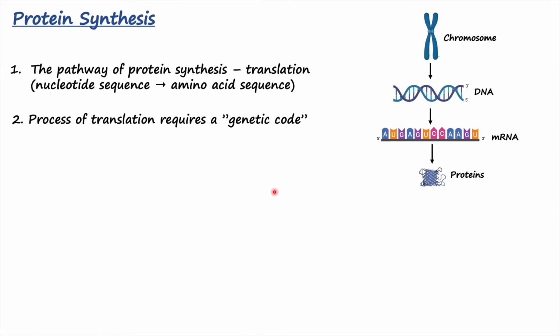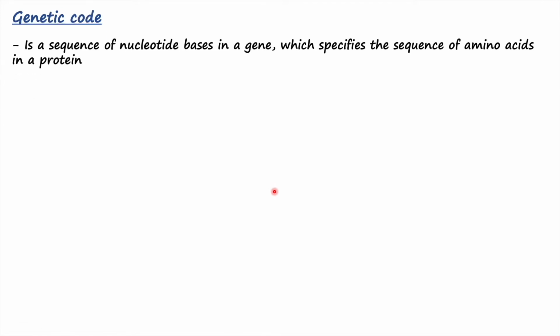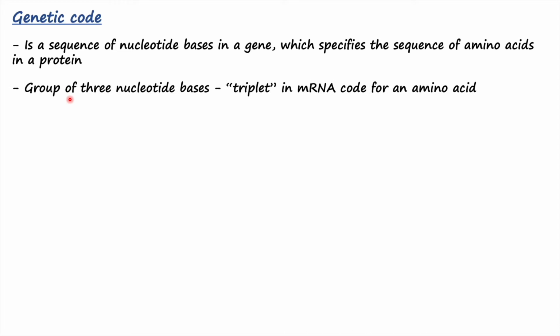So let's talk about the genetic code. And what is genetic code? Genetic code is basically a sequence of nucleotide bases in a gene which eventually determines the sequence of amino acids in a protein. They are just a group of 3 nucleotide bases. They are called a triplet in mRNA, which codes for an amino acid.